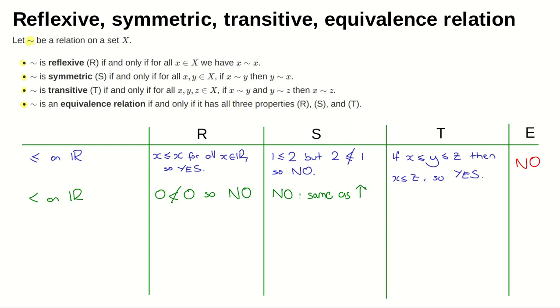Finally, less than is a transitive relation, and again this is just a standard property of the less than relation on the real numbers. If x is less than y is less than z, then x is less than z. So yes, the less than relation on the real numbers is transitive. And again, in the last column, it's not an equivalence relation, because to be an equivalence relation, you must have all three of the properties R, S, and T, and this doesn't have property R.